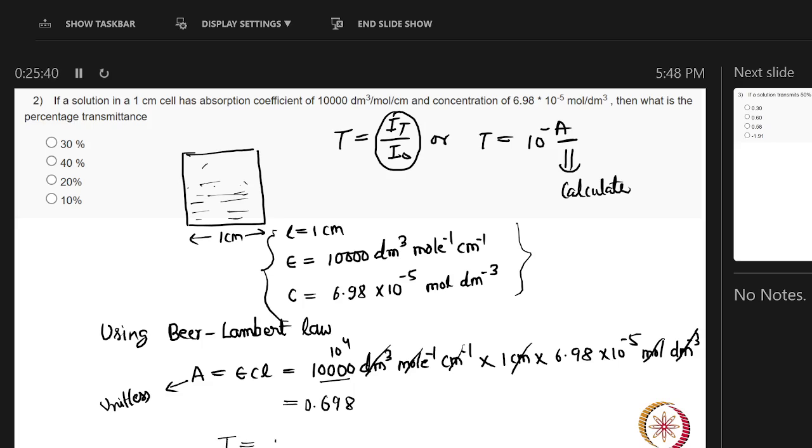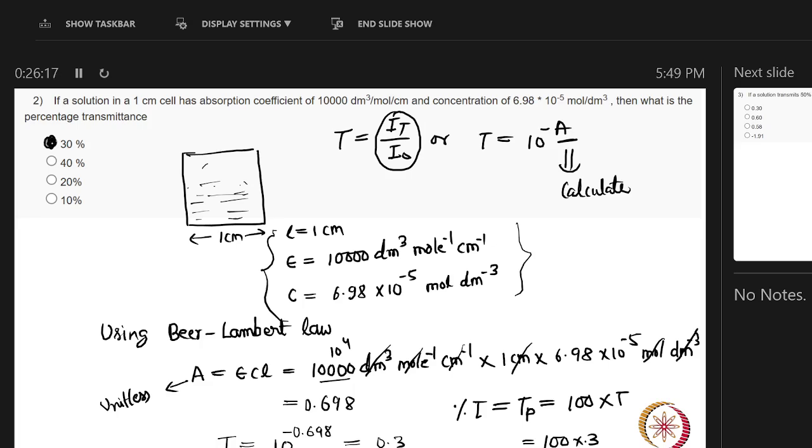Now transmittance is 10 to the power minus 0.698, that is approximately 0.3. But here the question is percentage transmittance. Percentage transmittance, we write TP, which is 100 into T. So 100 into 0.3, that is 30%.